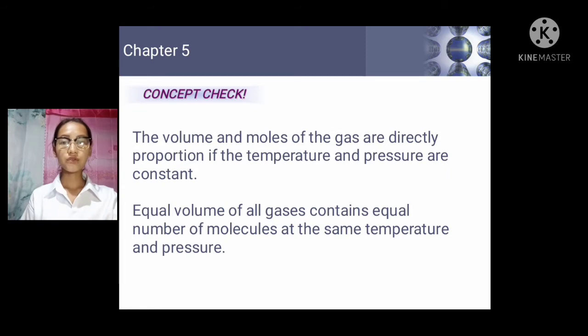According to Avogadro's principle, the volume and moles of a gas are directly proportional if the temperature and pressure are constant. According to Avogadro's law, equal volumes of all gases contain an equal number of molecules at the same temperature and pressure. An ideal gas is an imaginary gas which contains non-interacting particles and obeys the gas laws at any conditions.